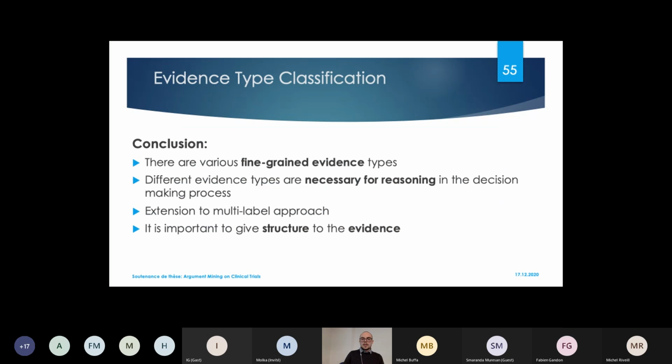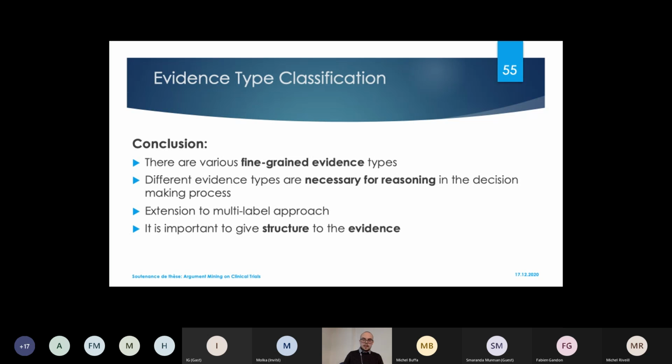And to conclude this section, there are various types of evidence which have to be distinguished. Some of these evidence types are actually overlapping, in the sense that they can belong to various types. So an extension to a multi-label approach would actually be beneficial here.